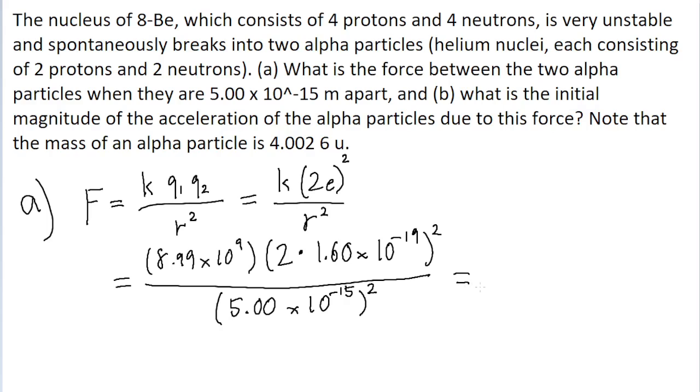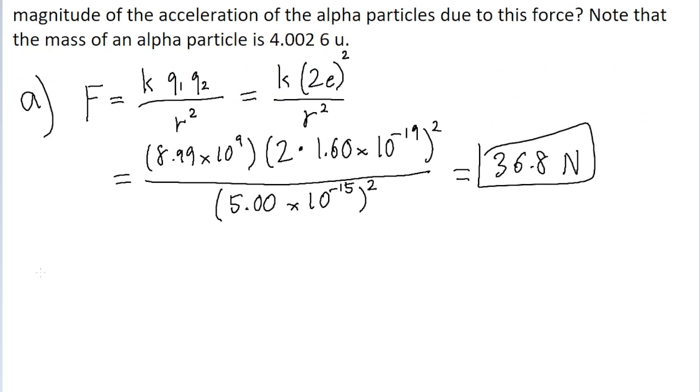If we put this into a calculator, then we find a force with a magnitude of about 36.8 newtons. And that is the answer to the first part of the problem. The second part of the problem, part B, asks us to find the initial magnitude of the acceleration of the alpha particles due to this force.